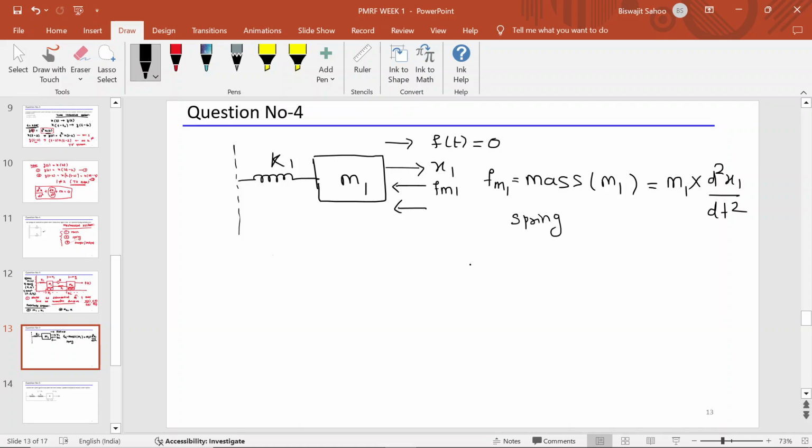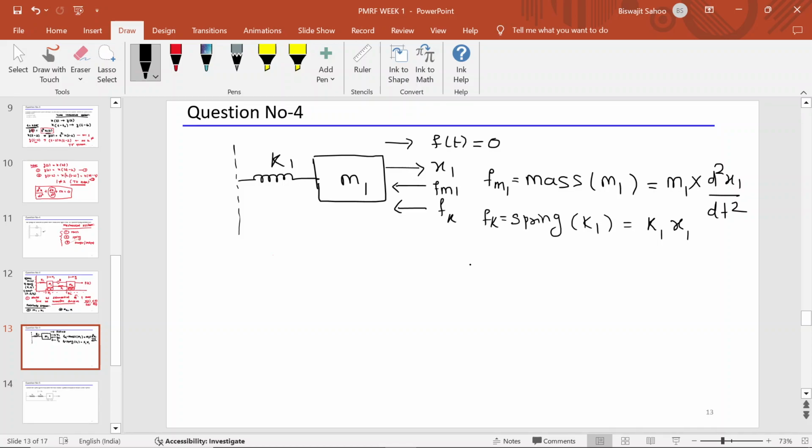Because of the spring, one force is acting that is directly proportional to your displacement: F equals k times x. Here k is nothing but your k1, and the displacement is your x1. So this is the force that is applied in the negative direction. This is due to the spring, I call it f of k.